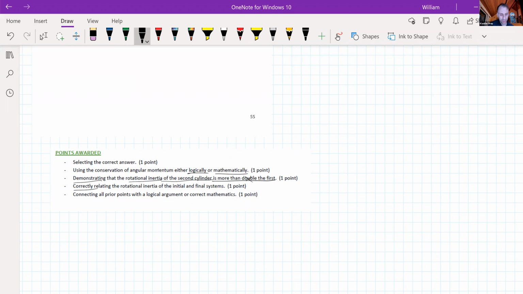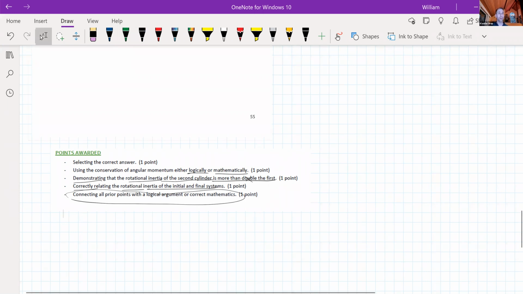Then you've got to correctly relate the rotational inertia of the initial and final systems. And then maybe 1 point for speaking coherently. Any questions on this? We're going to move on to an easier problem after this, one that comes from the AP exam. Anything on the stylistic of what I've done here? Anything at all?